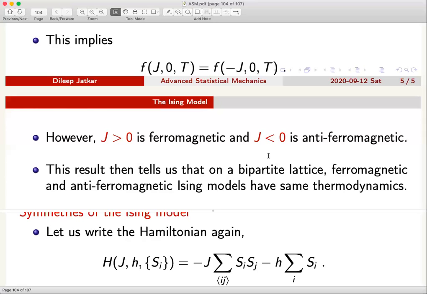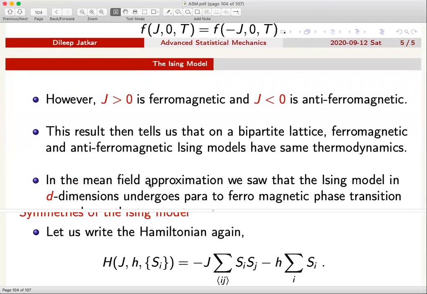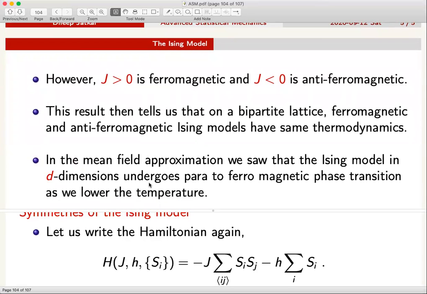In fact, frustrated antiferromagnets are much more studied than antiferromagnets on bipartite lattices, although I must say that the initial studies of antiferromagnets were on bipartite lattices because the models were much simpler to study. Antiferromagnetic interactions are of interest for various different reasons, besides of course them being part of the high-temperature superconducting systems.